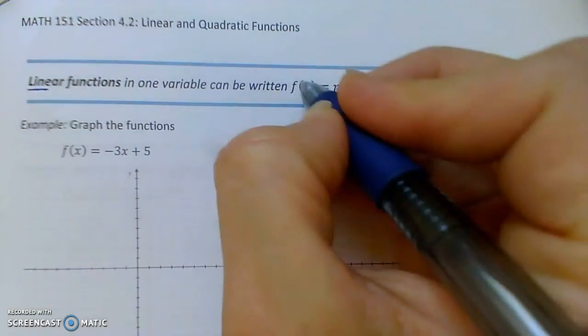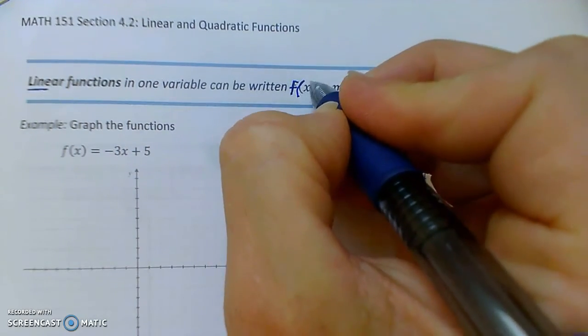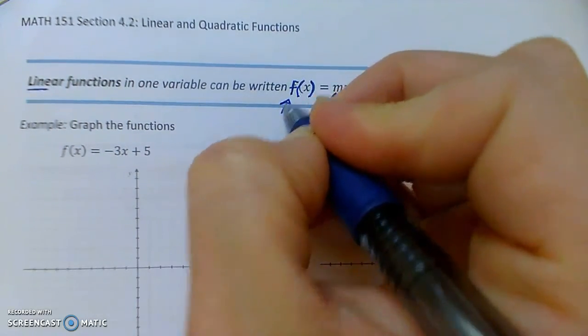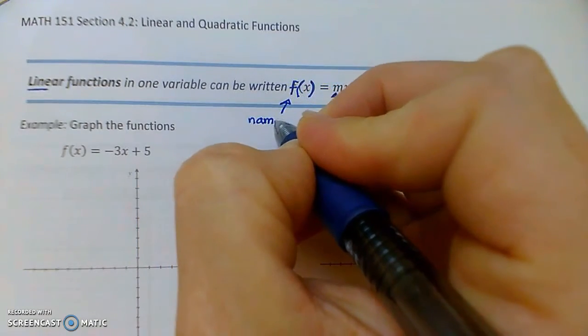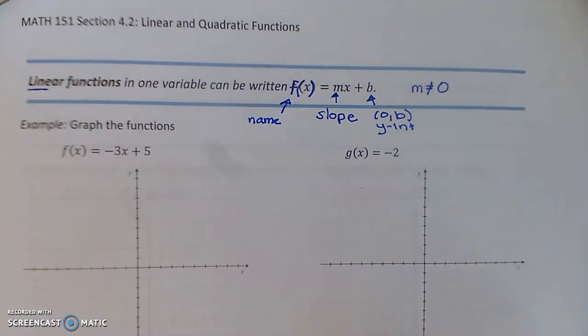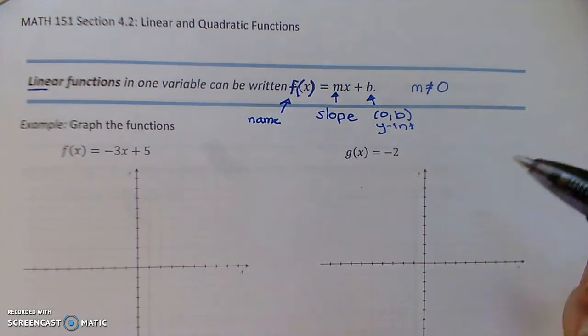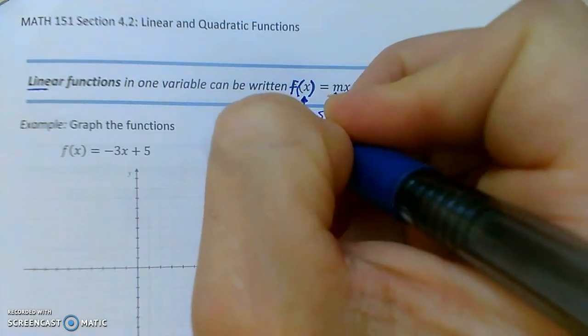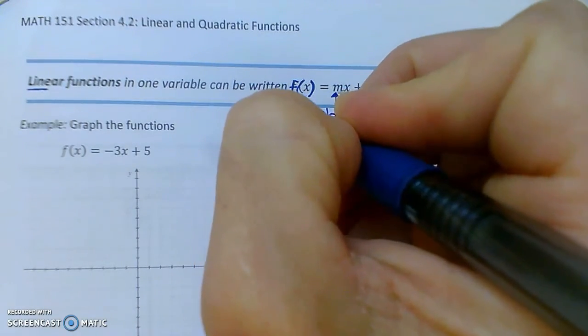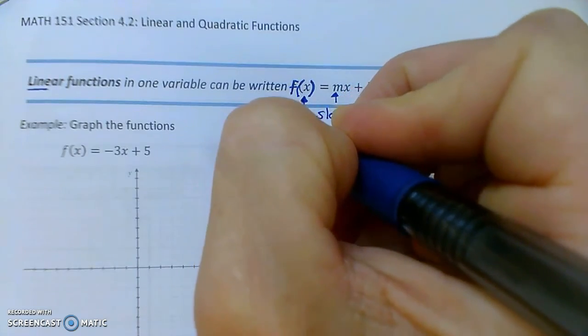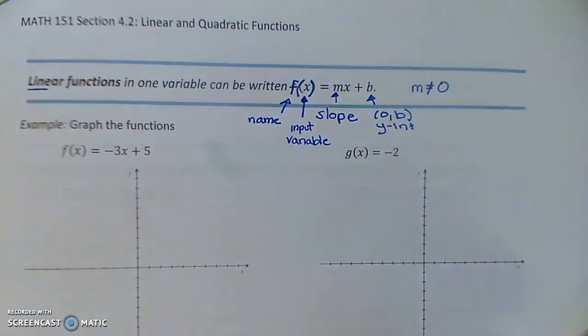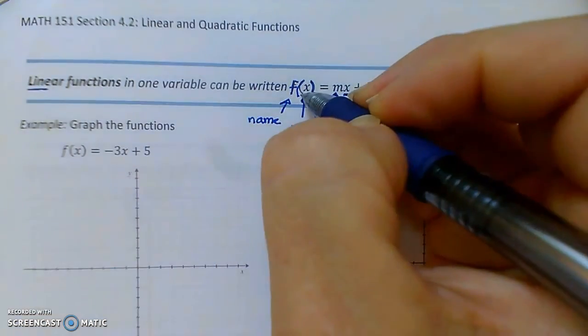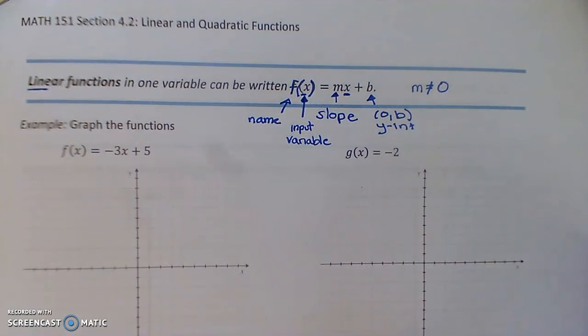Also notice that this f with the parentheses, this f is like the name of the function, so that you can refer to it. It could be g, whatever. And then whatever x is, the input variable. So notice it should match whatever variable we're using over here.